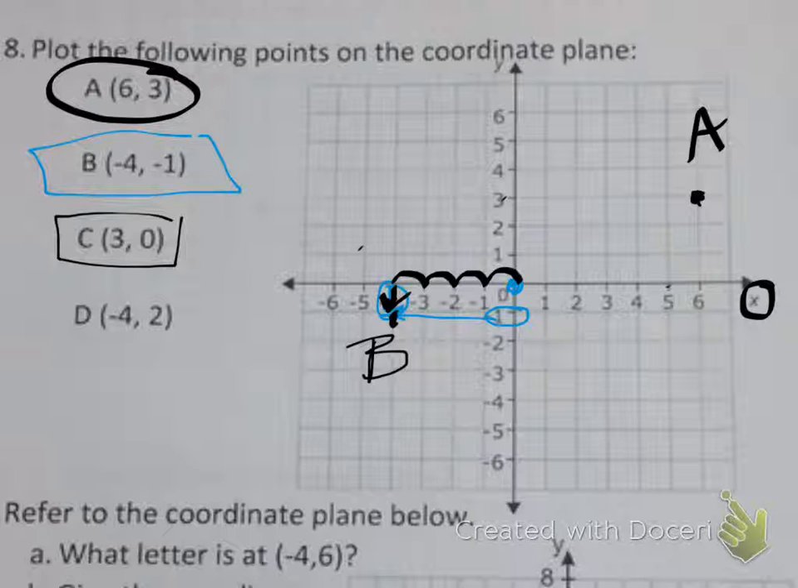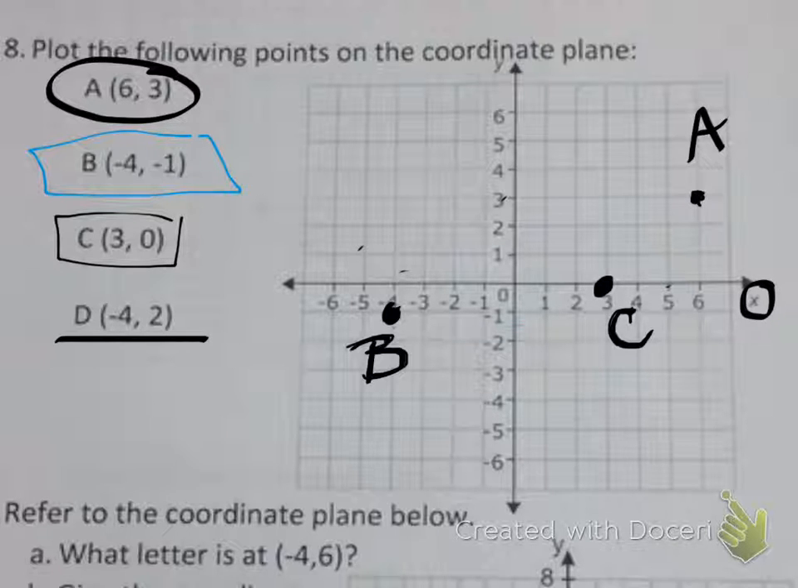Our next one is 3, 0. For this one, we start at the origin and go 1, 2, 3 forward, 0 up and down. So we're right there for C. Our last one here is negative 4, 2. Start at the origin. Negative 4 means we go backwards 4 places, but a positive 2 means we go up 2. So that's going to be right here, and that's going to be D.